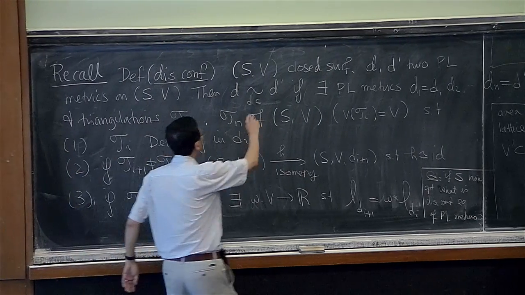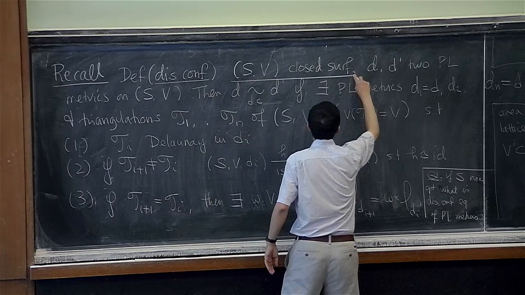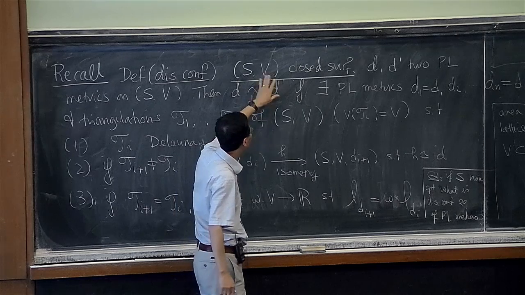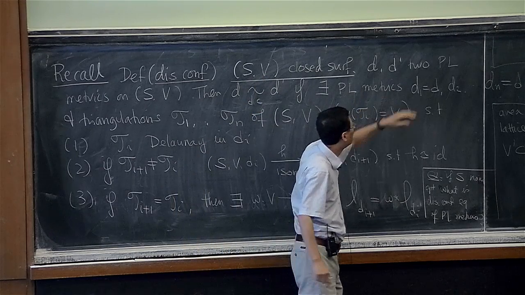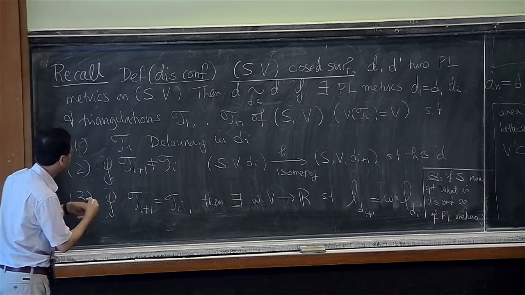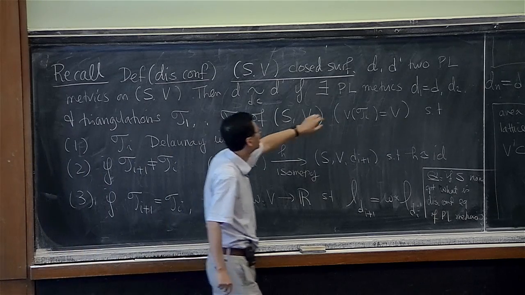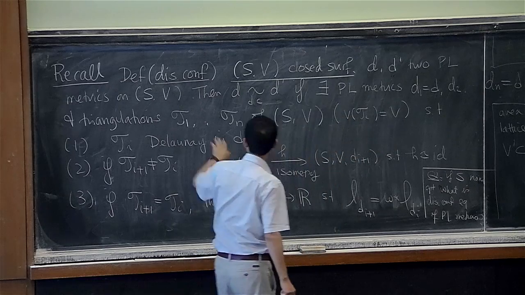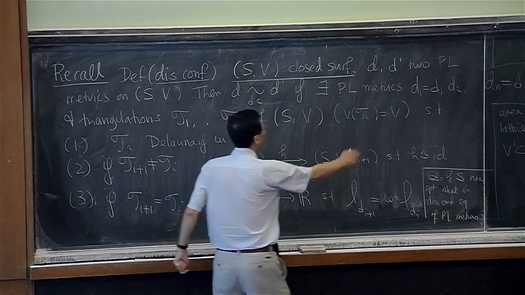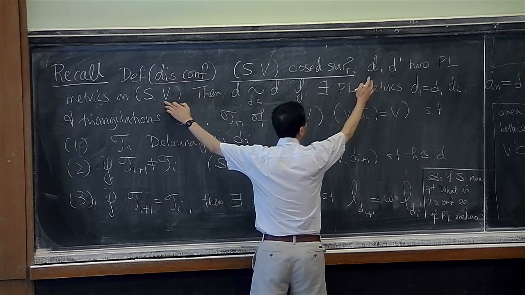So I have a closed, compact surface with no boundary, and V is a finite set of points. And I have two flat cone metrics on the surface. These are the polyhedral surfaces. All the cone points of D and D prime are inside this V, but some point here may be a flat point of D.